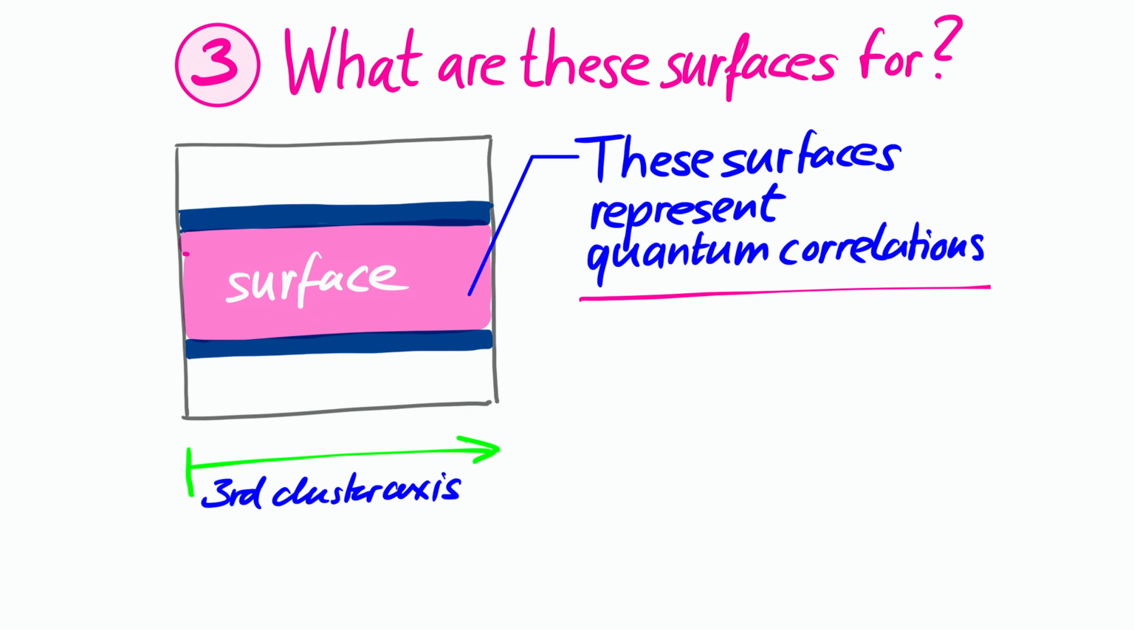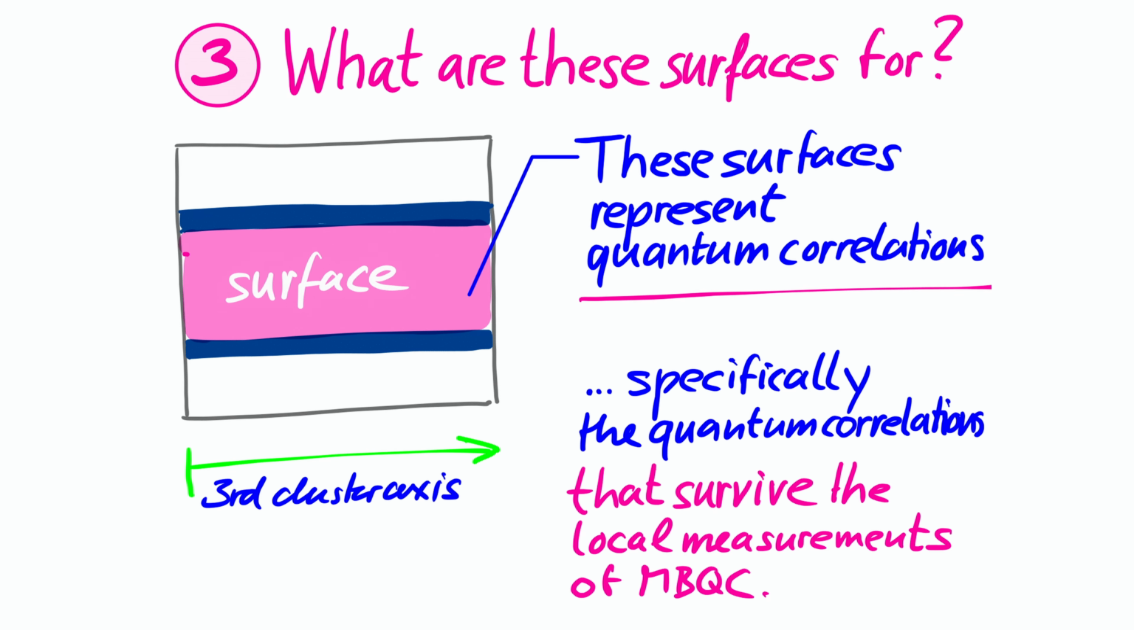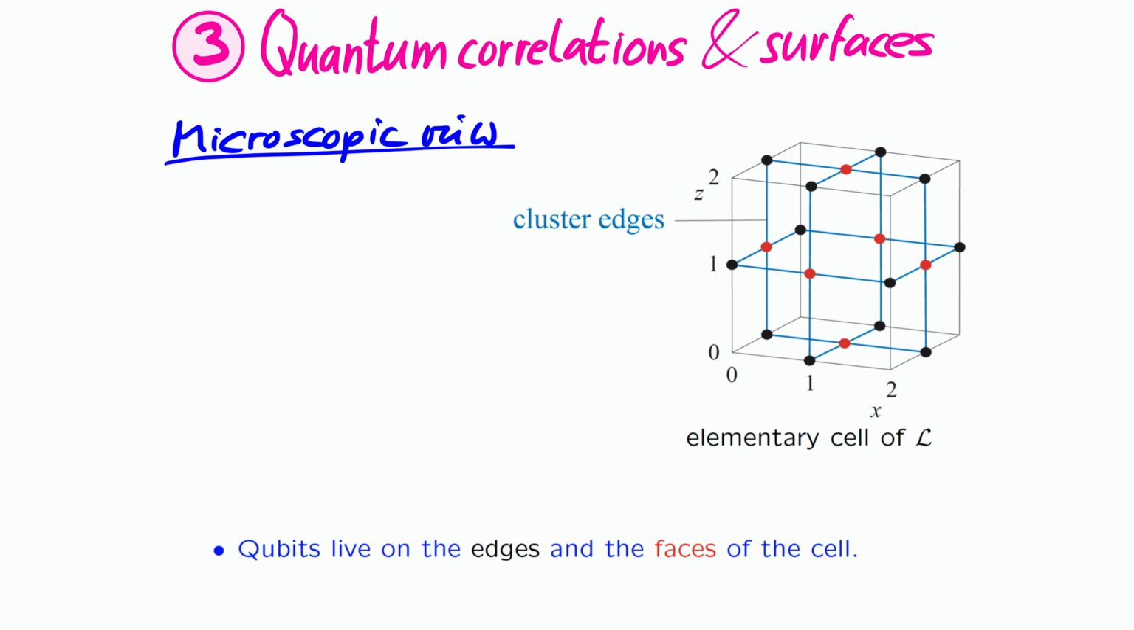Next questions. What are the surfaces that stretch between the lines? In a nutshell, these surfaces represent quantum correlations. Specifically, the quantum correlations that survive the local measurements of MBQC. There's quite a bit to unpack here, actually. Let's take the microscopic view first.